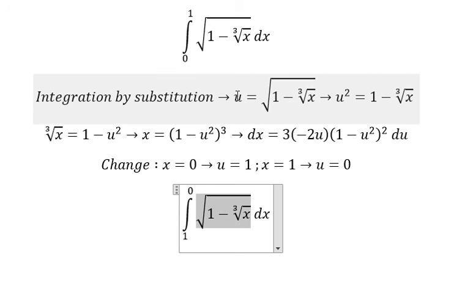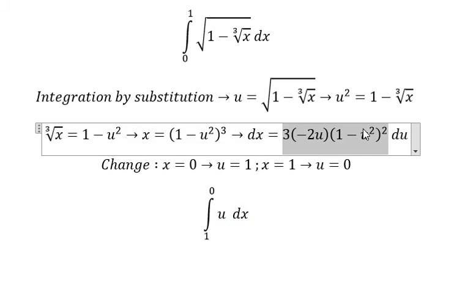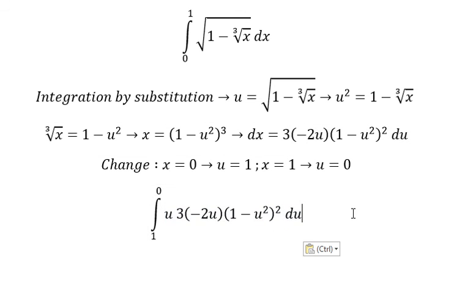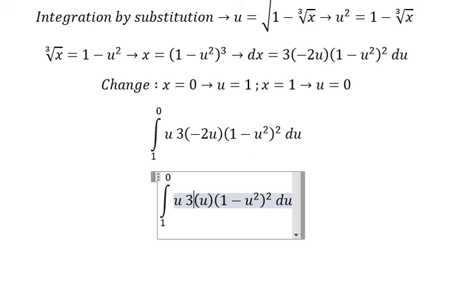This one we change for u. The s we change for this one. We have number 3 multiplied with negative number 2. We got negative number 6.